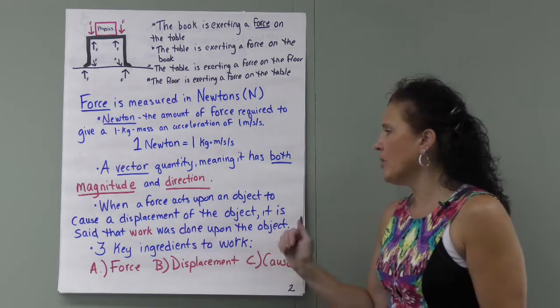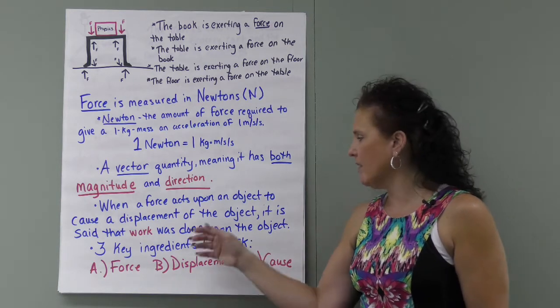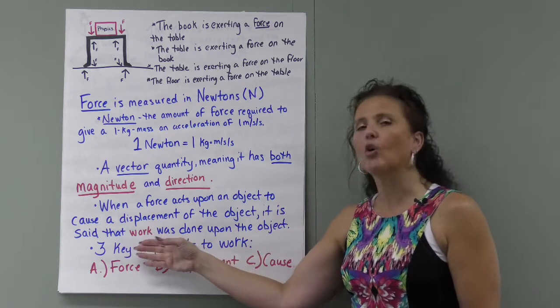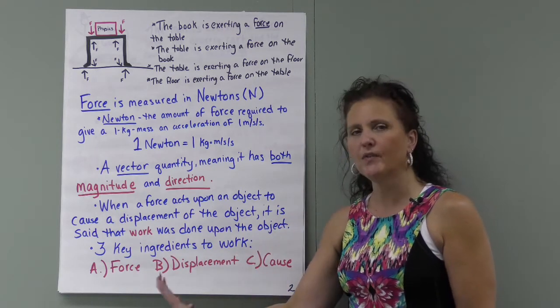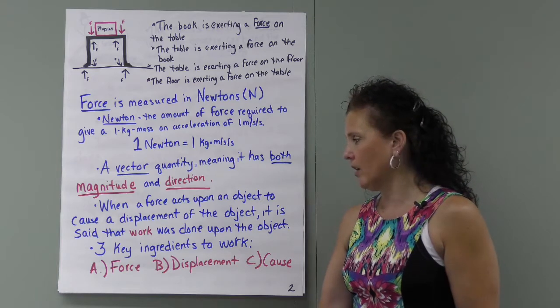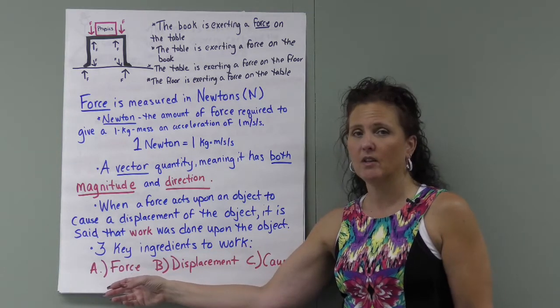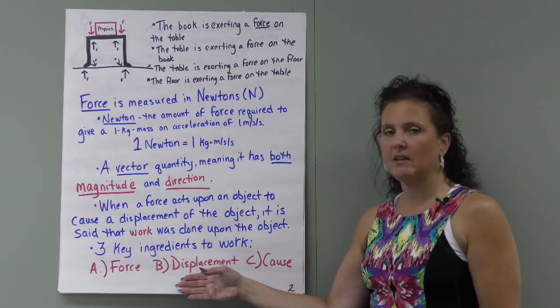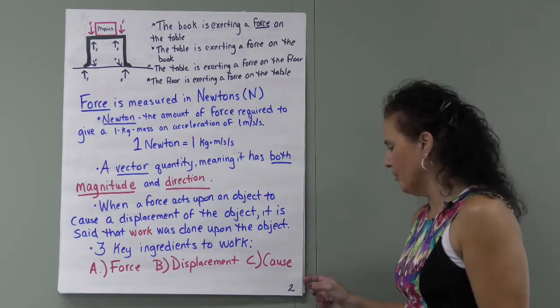When a force acts upon an object to cause displacement, that means it's moving, right, of that object, it is said that work was done upon that object. So once we set that force to move something, now we're doing work. The three key ingredients for work: we have to first have that force, then we have to have that displacement, that movement, then we have to talk about what caused that object to move.